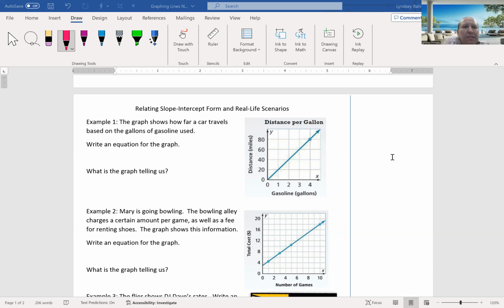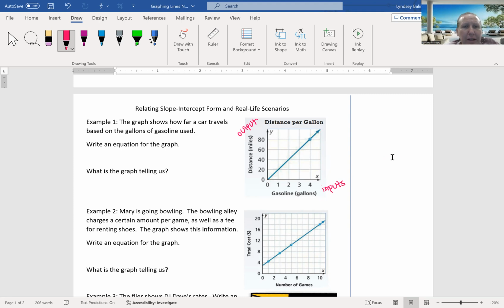Okay. So our first example shows how far a car travels based on the gallons of gasoline used. Okay, so if we're looking at this, our X, that would be our input. So X is our inputs. We're plugging in the gallons of gas, and you would get out our output. Our Y is the distance in miles that this car has traveled.